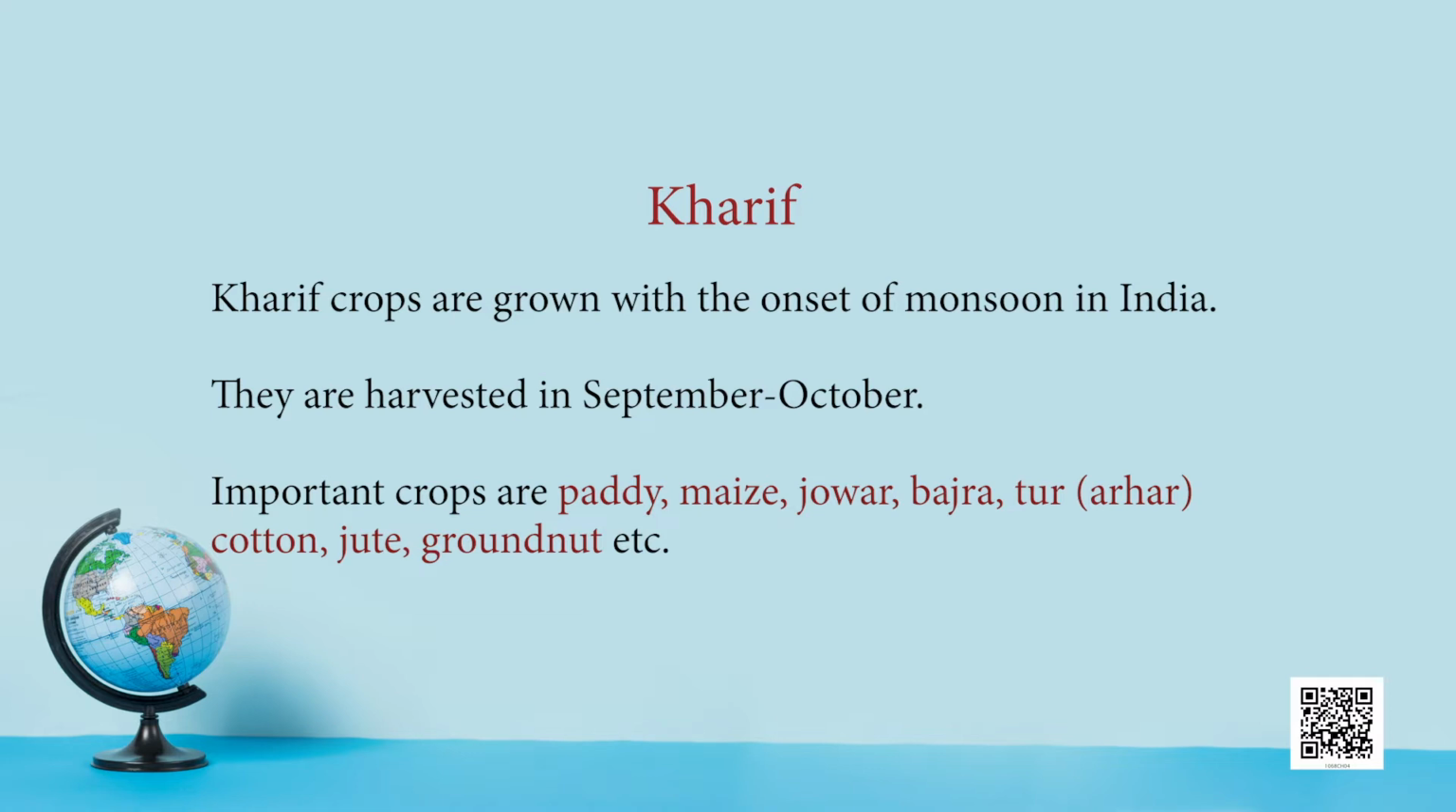They are harvested in September, October months. What are the important crops that are grown? You know, paddy, maize, jowar, bajra, tur, which is also known as arahar, cotton, jute, groundnut, etc. are the important crops. Rice is a Kharif crop. Do you know, children, it is the staple food crop of India for a majority of people.